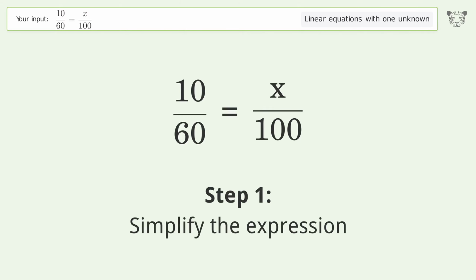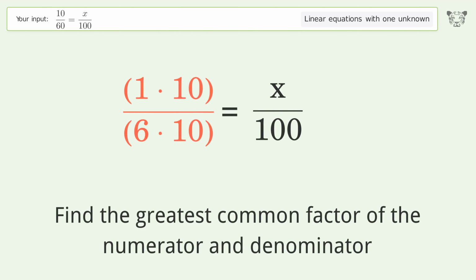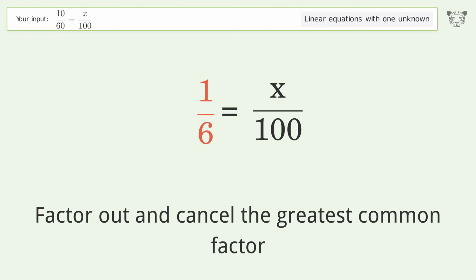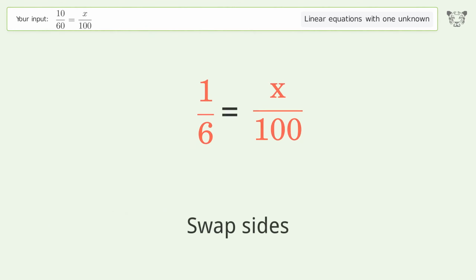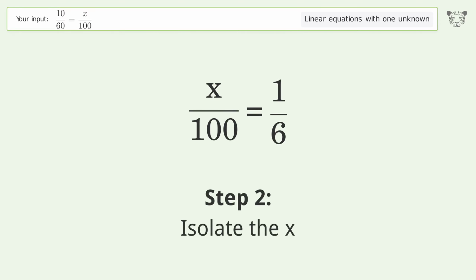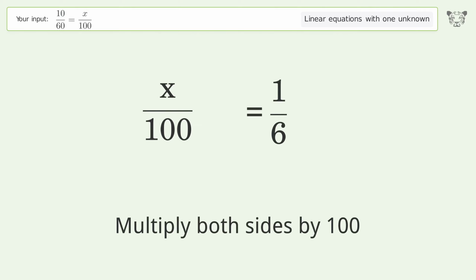Simplify the expression. Find the greatest common factor of the numerator and denominator. Factor out and cancel the greatest common factor. Swap sides. Isolate the x. Multiply both sides by 100.